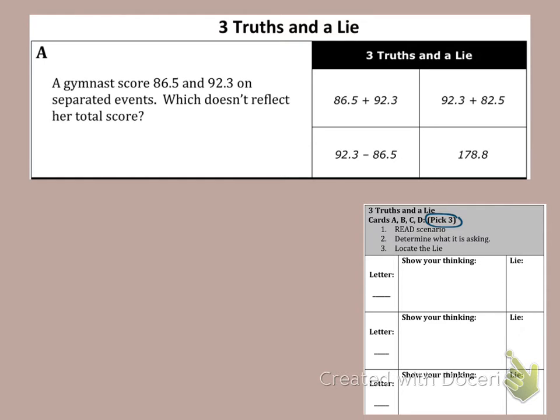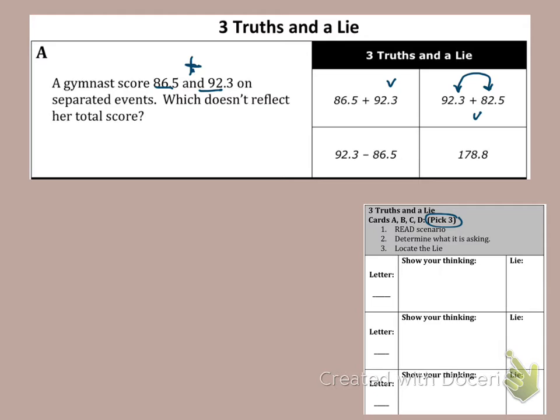So if we go here, it tells us that there's going to be 3 truths and 1 lie. A gymnast scored 86.5, and what does "and" mean? And means to add. 92.3 on separated bench, which doesn't reflect her total score. So again, we said that we're going to add those because of the word and. 3 truths and a lie, so that's exactly what that is, adding them. And then we know through the commutative property that when you add, it doesn't matter the order.